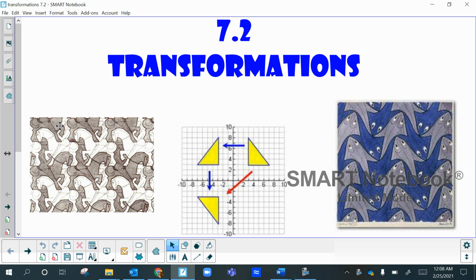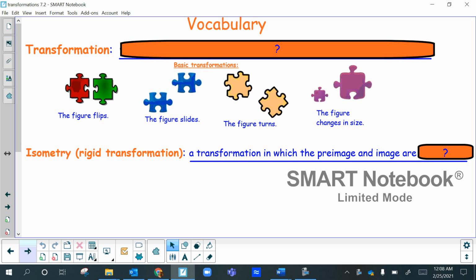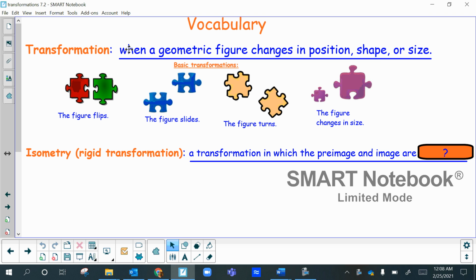All right, this is the last section for our last unit for the 9 weeks, and this is going to be transformations. So what is a transformation? It's when a geometric figure changes in position, shape, or size. So here are your 4 basic transformations.